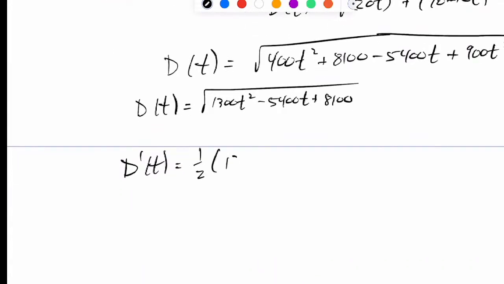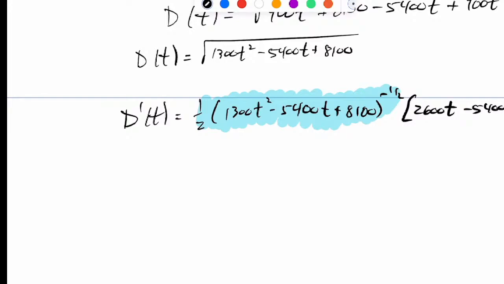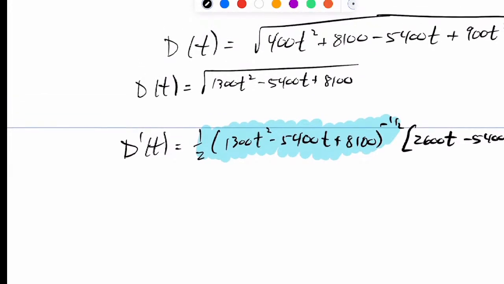So I drop down the half. This all gets pushed to the bottom, which we end up not considering. Right? And then the derivative inside becomes 2600t minus 5400. Right? All of this right here gets pushed to the bottom, and it won't contribute to one of your critical points because it's never going to be 0.